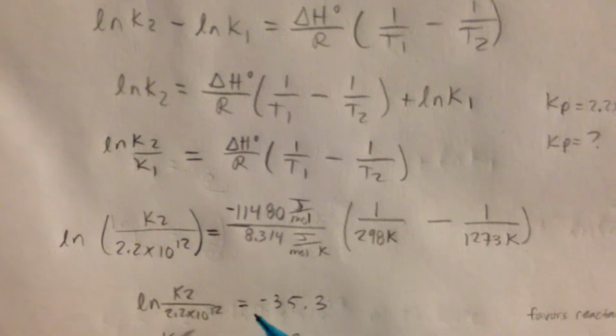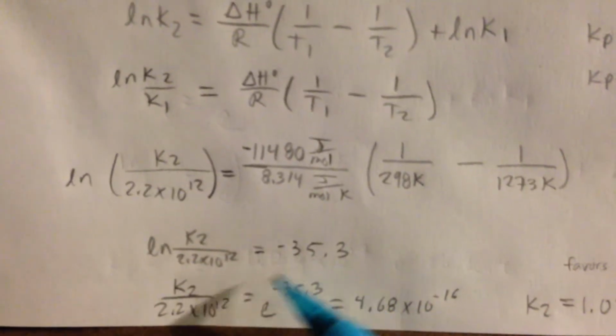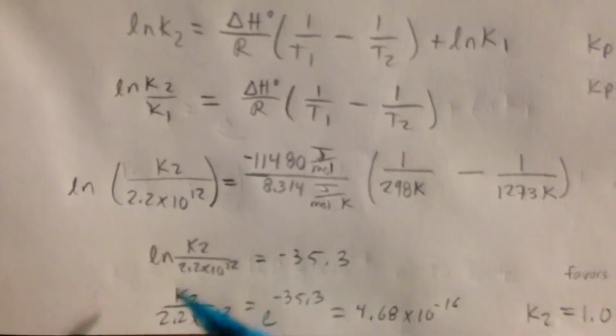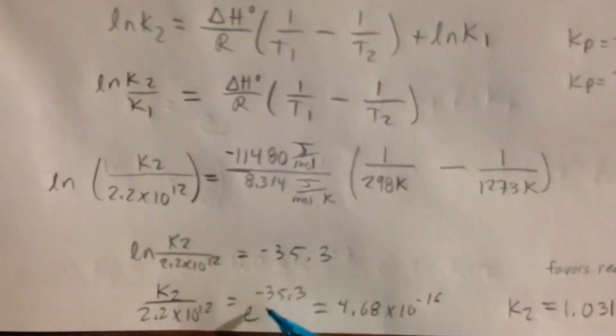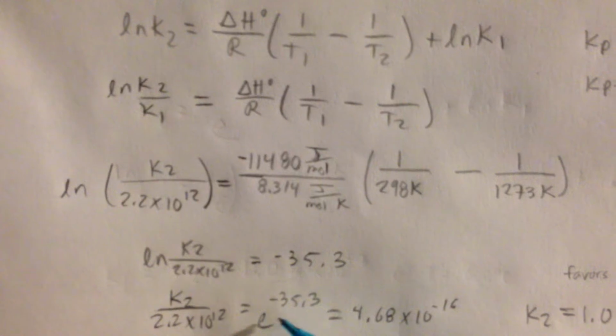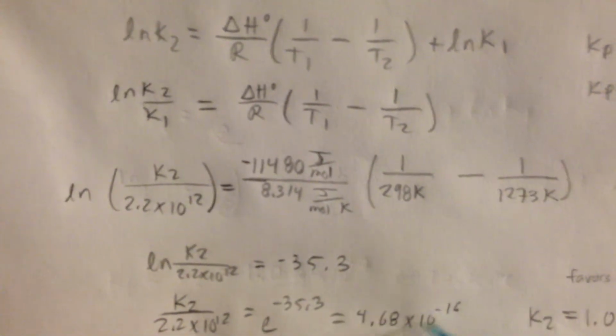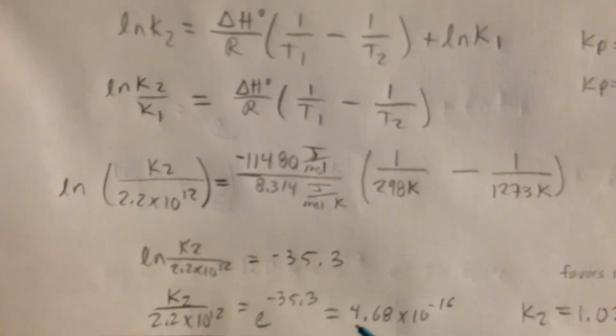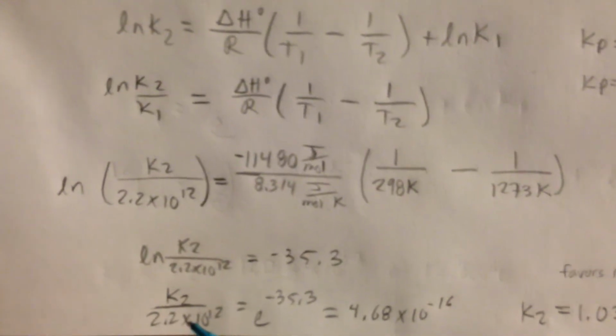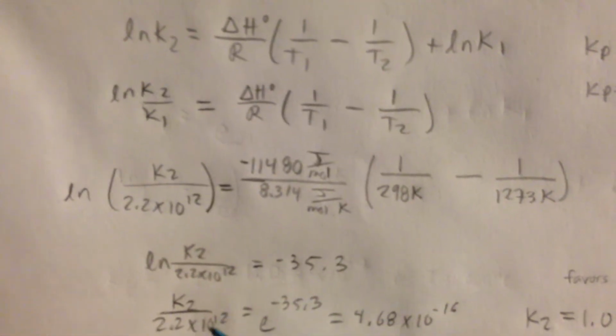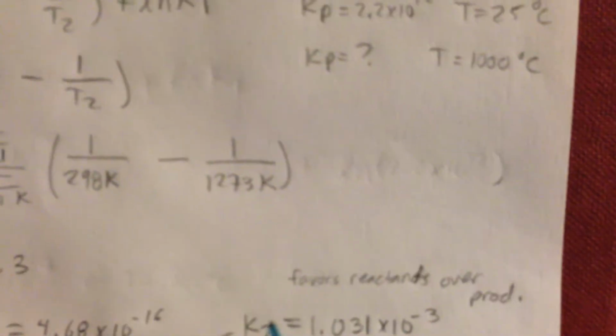After we exponentiate both sides to get rid of this ln, you now have this equation here. If you solve for this, you will get this number here. Double check your calculators, and then we just use basic algebra. You multiply both sides by this number to get K2 by itself, and this should be your answer.